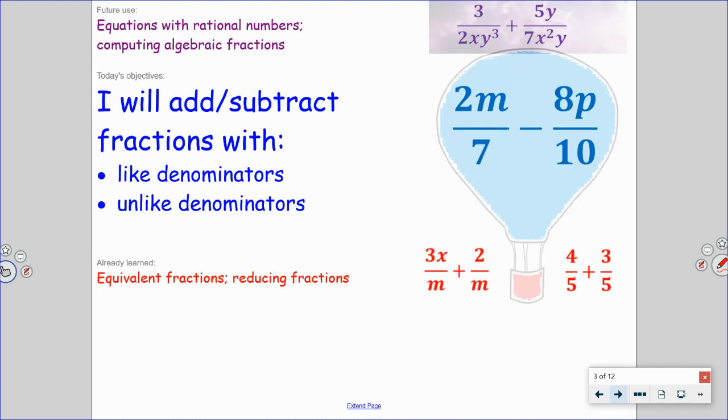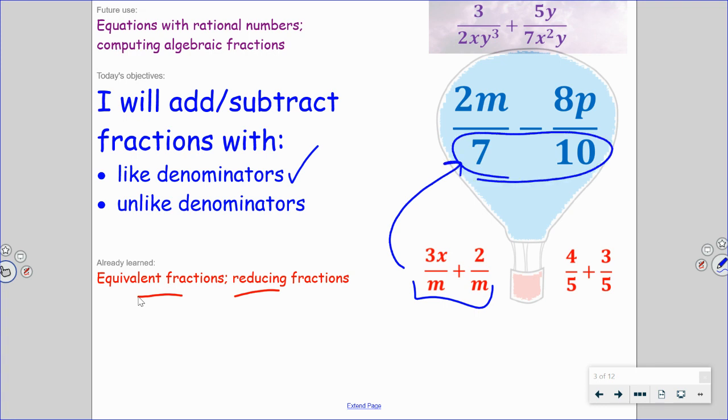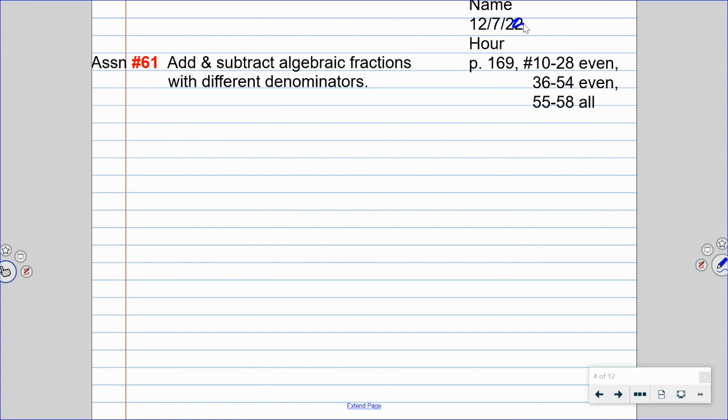Folks, we're going to take everything we know about equivalent fractions and about reducing fractions, and now we're going to add. Now, we've already done like denominators, so perhaps not surprisingly, what do we do when we have unlike denominators? And yes, it will be cranking up a notch when you get toward Algebra 1. But that's what we're focused on today.